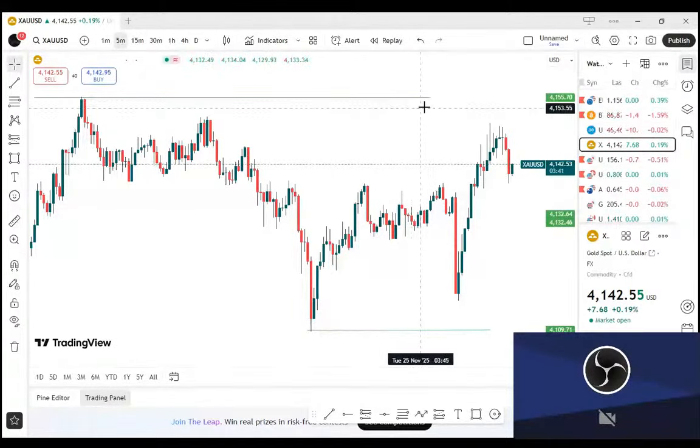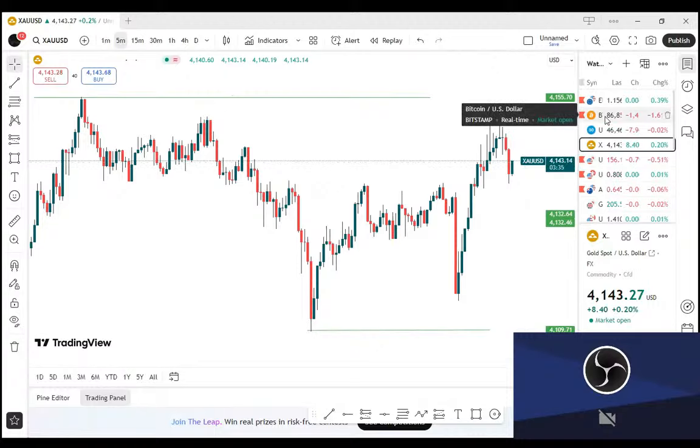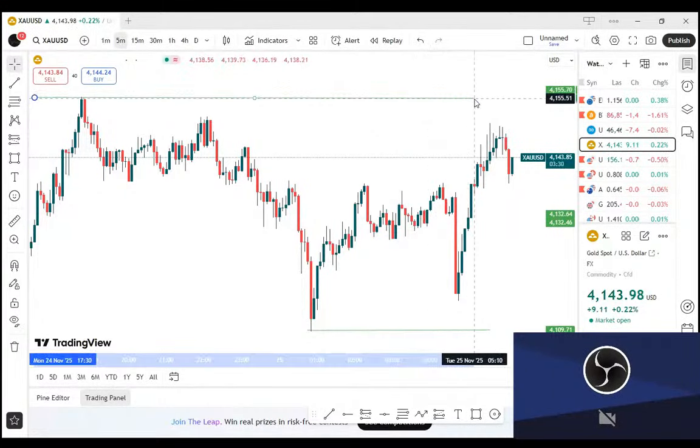Buyers are even more aggressive because buyers haven't come back to this height. So you stay patient. I see a sell opportunity. Once price comes to this high, price is selling straight down.